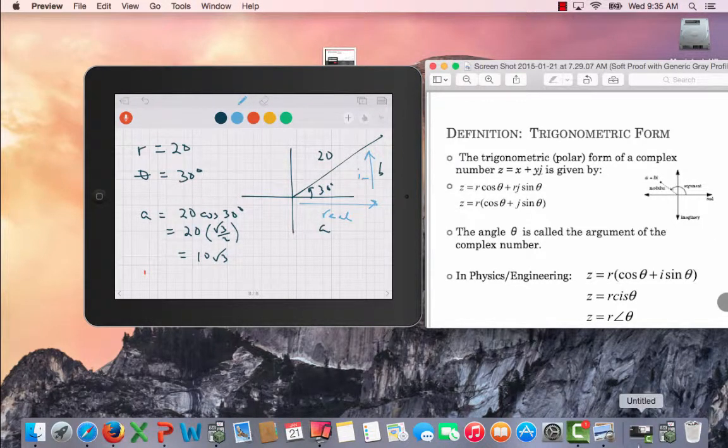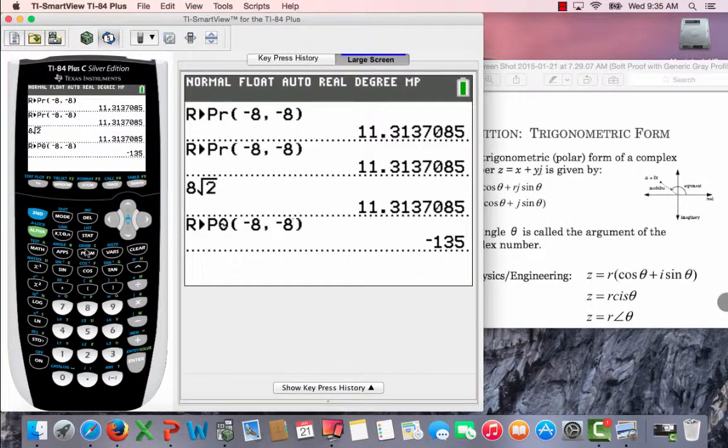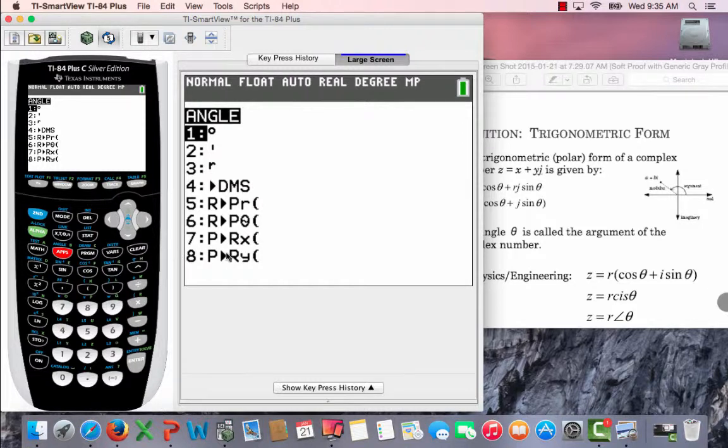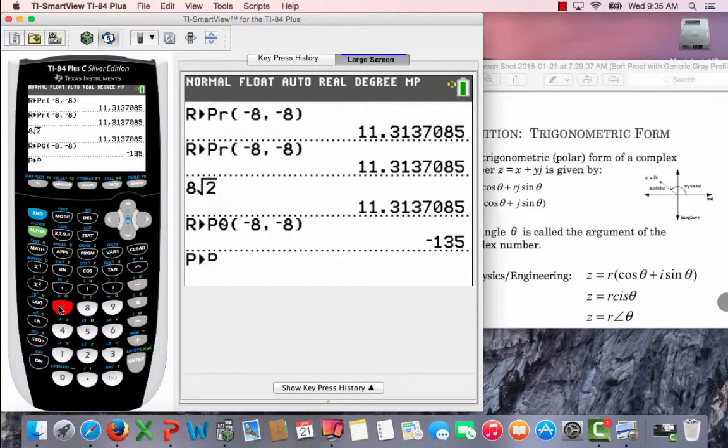So let's go to the graphing calculator. I'm going to go back to that angle button. And then I'm going to be looking at 7 and 8 because I know the polar coordinates represent the magnitude and the angle. So I'm going to hit number 7 because the x will be the real movement. And I'm going to put in 20, which is my magnitude. And then my angle is a 30-degree angle. And again, I'm doing degrees because I'm in degree mode.